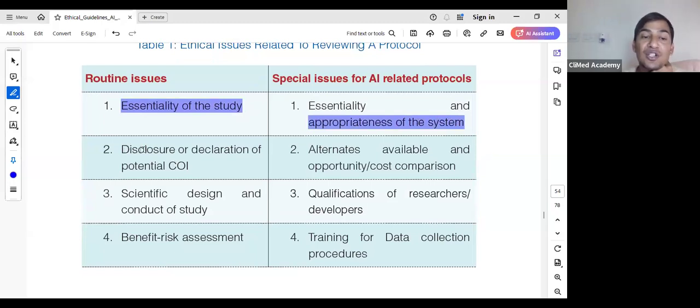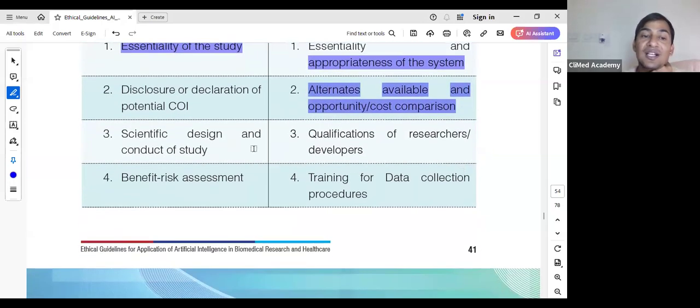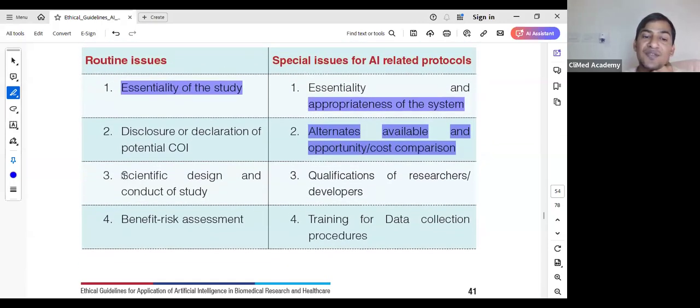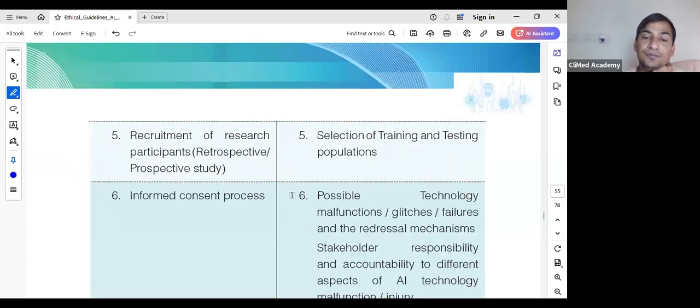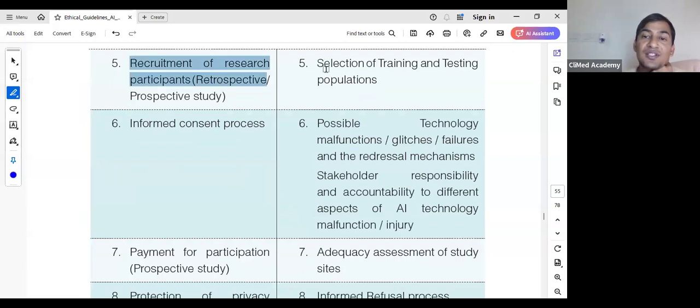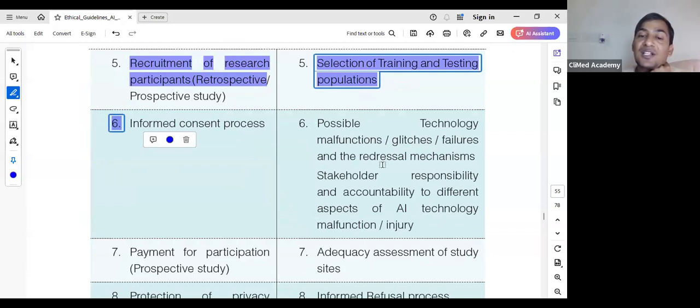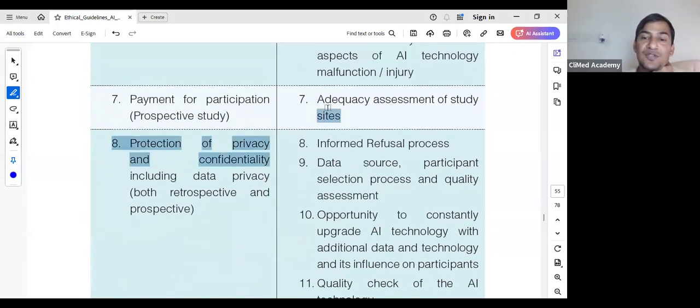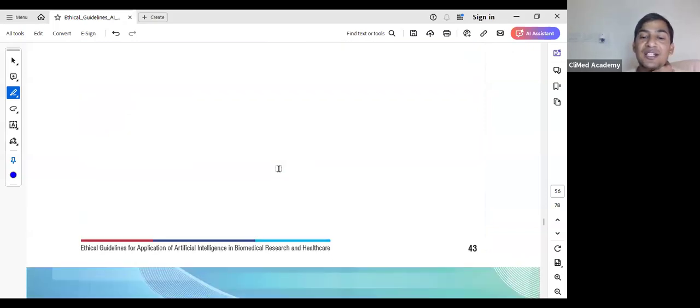Disclosure or declaration of potential conflict of interest; here alternates available, opportunities and cost comparison must be there along with that. And in the normal studies, routine issues: scientific design and conduct of the study, where qualification of the researchers and developers is important. The benefit-risk ratio; on this side, training on data collection procedures. What was that? Quality check. Recruitment of the research participants, selection of the training and testing population. Informed consent process, here possibly technological malfunctions, glitches, failures, and the redressal mechanisms, and stakeholders' responsibility and accountability is one of the aspects in that. Payment for participation, adequacy assessment of the study sites. So they have differentiated it very, very well.